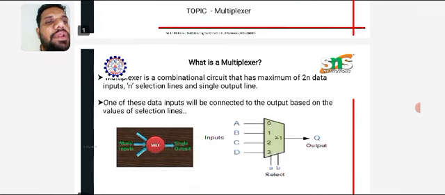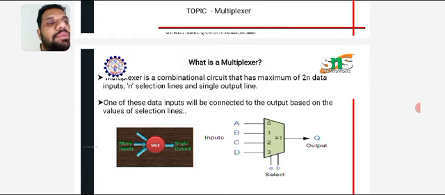It has 2 power n data inputs and n selection lines, and it has only a single output line. So 2 power n indicates the number of bits, and the number of data line inputs varies with it. For example, if n is 2, that is 2 power 2, that means 4 inputs and 2 selection lines, A and B. These selection lines are used to select which input should be delivered to the output Q.